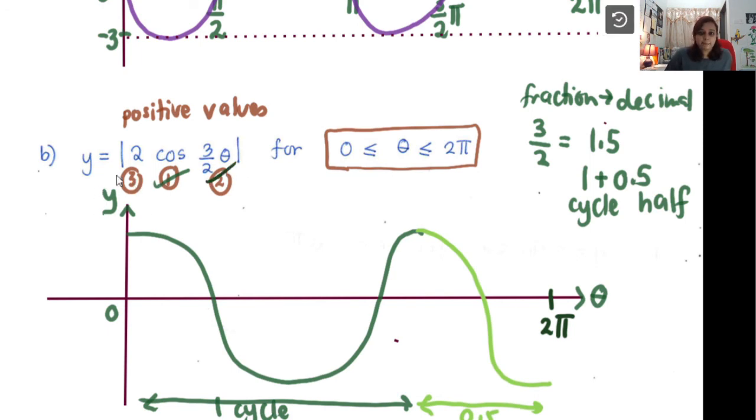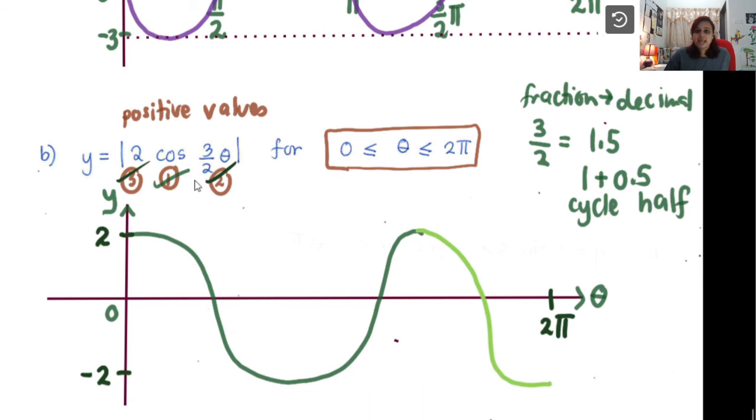Okay, third step, amplitude is 2. So here the height is 2 and -2. Okay, almost done. And the last part, this is an eraser. The last part, there's one last part here, the modulus, because the whole thing is in modulus.